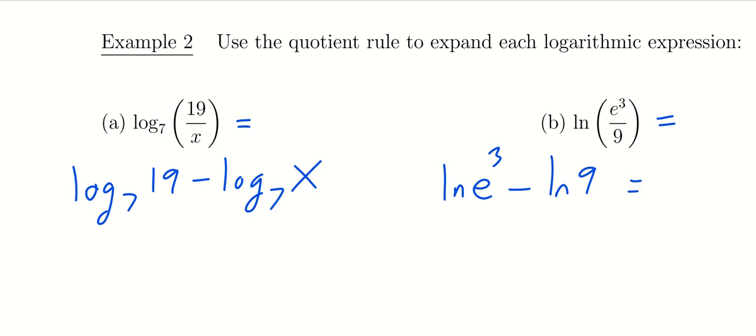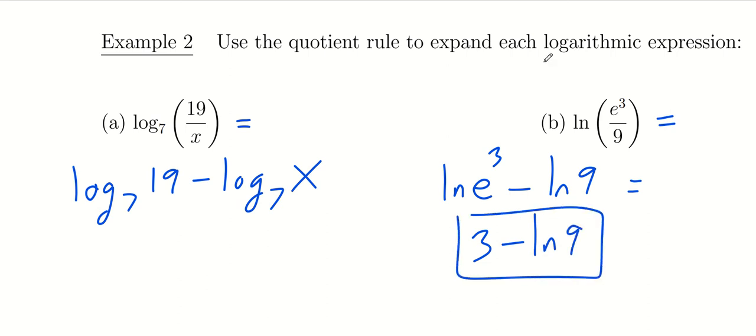This one, too, can also be simplified a little bit further. If you look at the natural log of e cubed, recall that the logarithm base e, which is the natural log, and the exponential function e to the power b are inverse operators. So the ln of e cubed, if you want to, you can think of the e as canceling, and so this would just reduce simply to 3. So we get 3 minus the ln of 9.